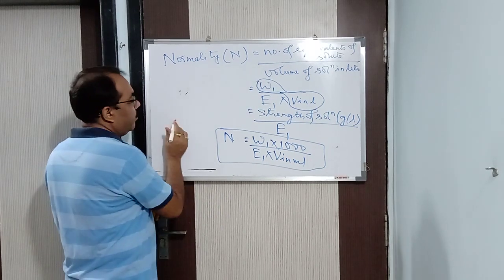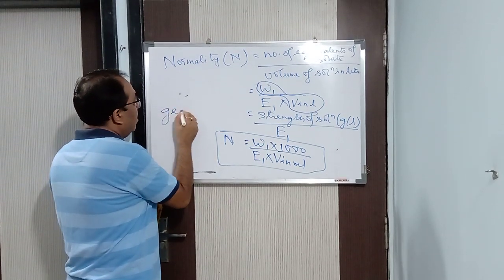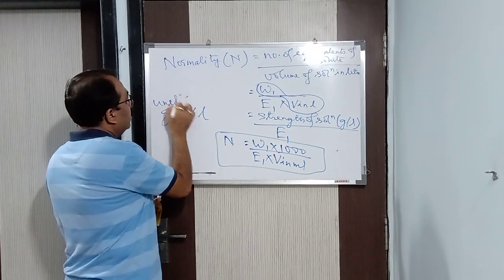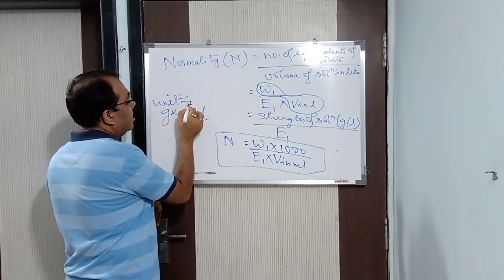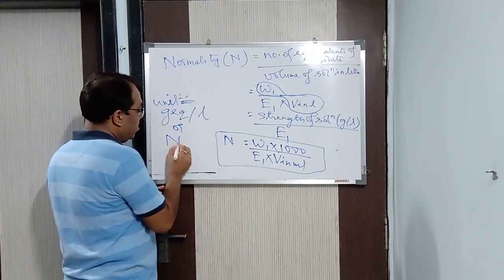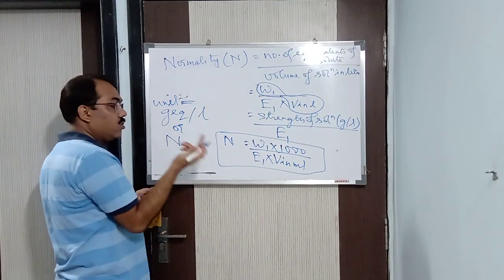What is the unit of normality? It is nothing but gram equivalent per liter. This is the unit of normality, that is gram equivalent per liter. Got it? Or its unit is also capital N. Symbol is also capital N, unit is also capital N.